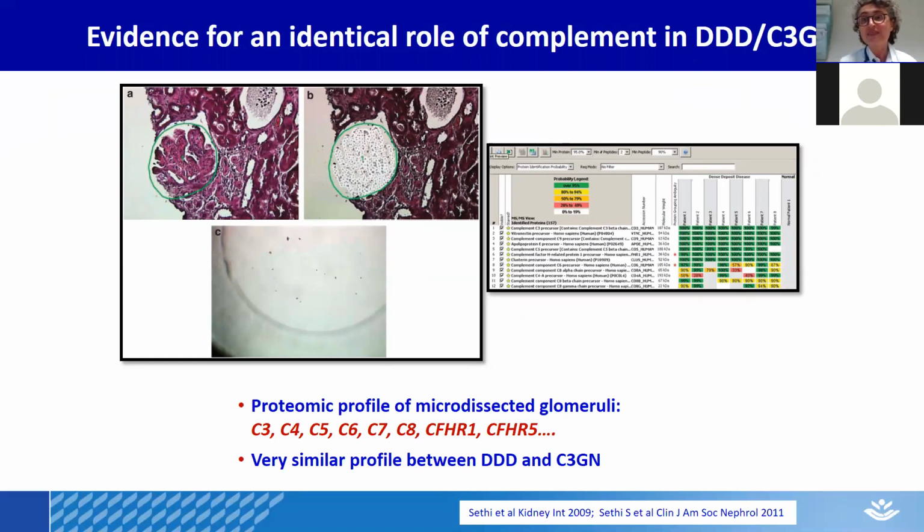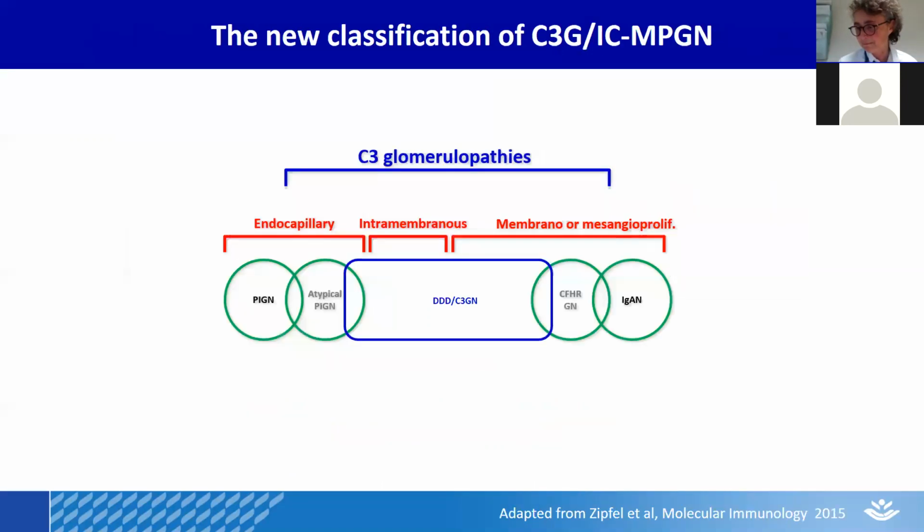And they looked at the composition of the proteins within the glomeruli that were deposited within the GBM, the glomerular basement membrane. What they saw was that in both of these forms, there was a ton of complement. So this pointed to the fact that the driver of the disease was the same in these two forms, and so it is correct to classify and define both DDD and C3GN as C3 glomerulopathy.